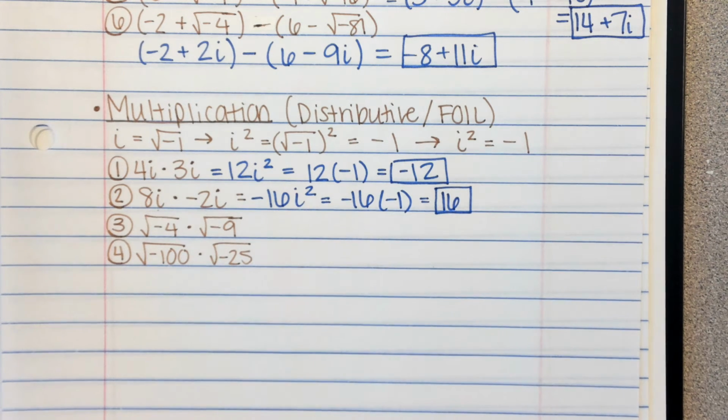Okay, 3 and 4 are a little bit different. We've got to rewrite those radicals in terms of I and then multiply them.